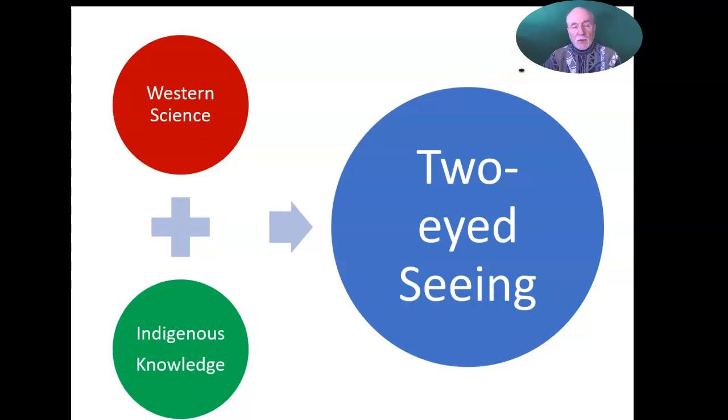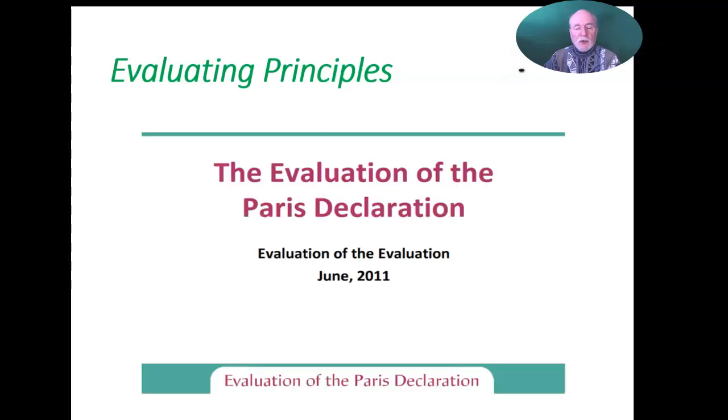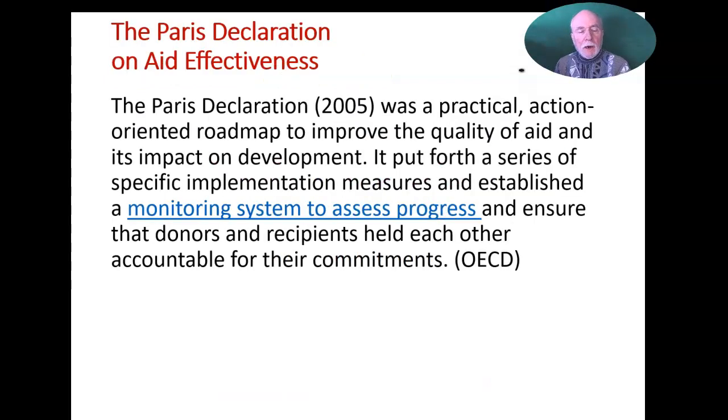We turn now to another example, a global example of evaluating principles. This example concerns the evaluation of the Paris Declaration for International Development Aid. The Paris Declaration on Aid Effectiveness was a practical, action-oriented roadmap to improve the quality of international development aid and its impact on country development. It put forth a series of specific implementation measures and established a monitoring system to assess progress and ensure that donors and recipients held each other accountable for their commitments.